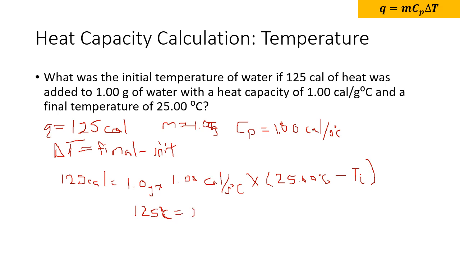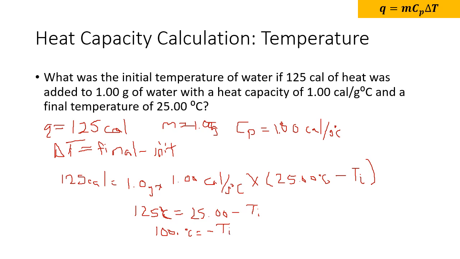equal to 25.00 minus T sub I. Okay, now we can pull that 25 over to the other side by subtracting 25 from both sides. So we get 100, and I'm going to put a decimal to indicate this has 3 sig figs. And that is equal to negative T sub I.